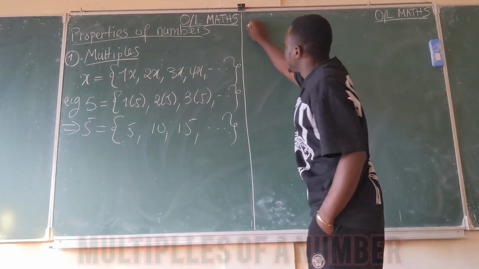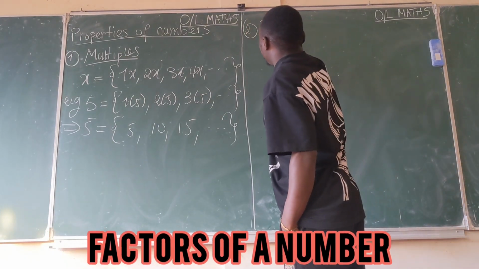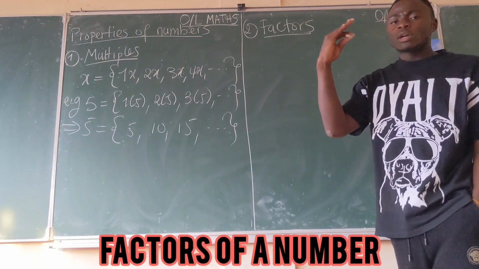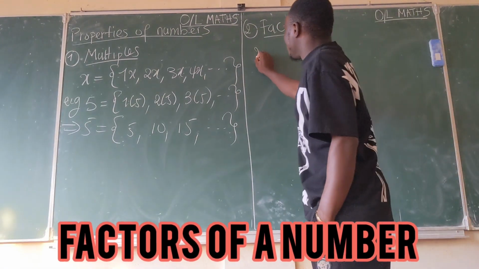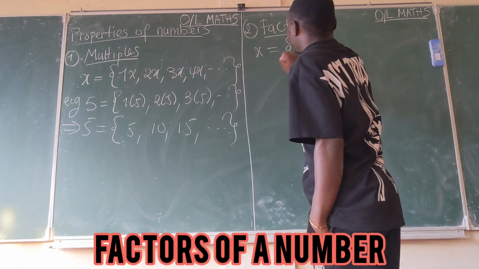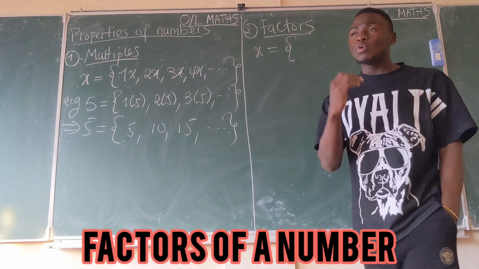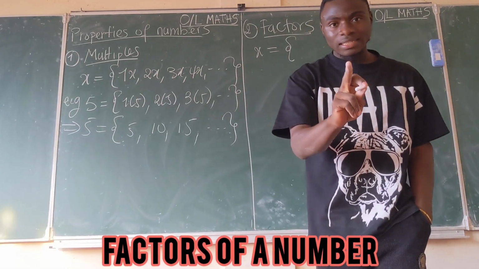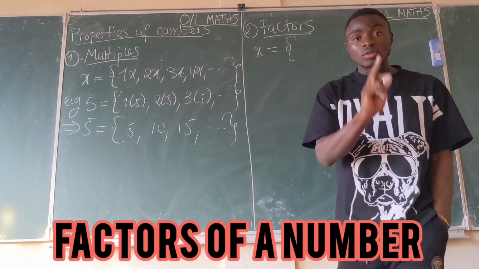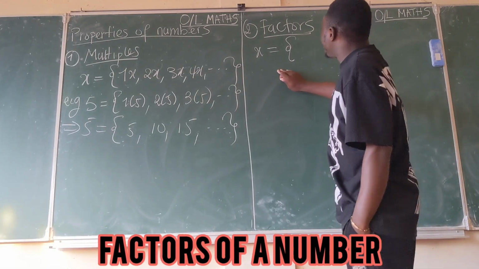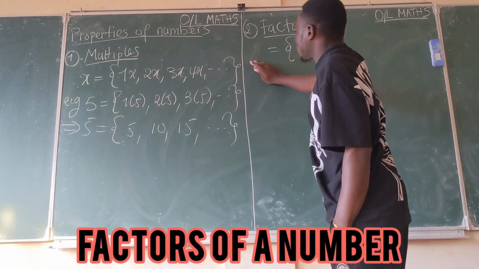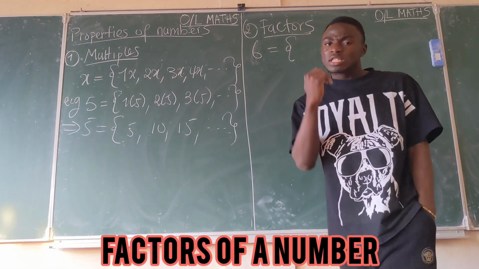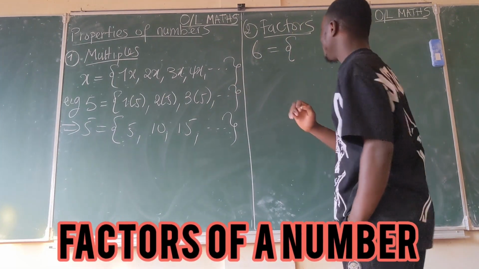The second thing we're going to be looking at is simply the factors of a number. If we are talking about a certain number, say x, then the factors of x simply means that we should list out all the possible numbers that x can divide without a remainder. So for example, if we're talking about factors of, let's say, 6, that means we are going to list all the numbers that 6 can divide.